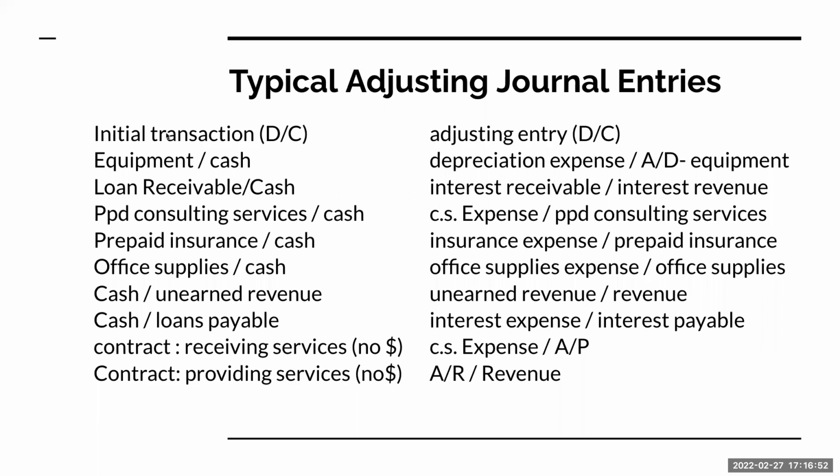Okay, so when we're looking at typical adjusting journal entries, over here, the initial transaction, the DC is not for ACDC. This is for debit and credit. So when I buy equipment, I'm debiting equipment, I'm crediting cash. The typical adjusting entries to show the use of that equipment, I'm going to be debiting depreciation expense, and I'm going to be crediting accumulated depreciation on that equipment.